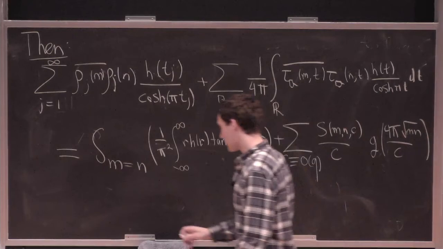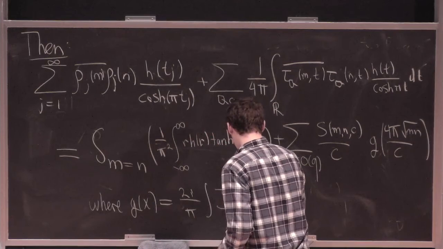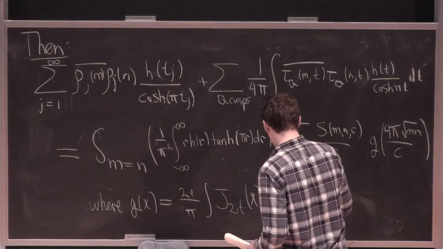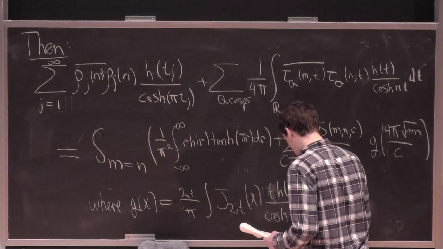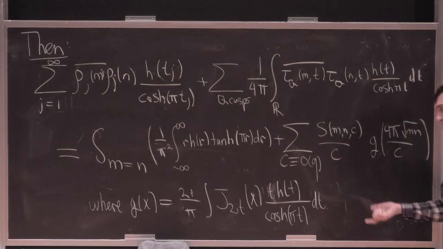where g(x) is going to be (2i/pi) times the integral of J_{2it}(x) t h(t) over cosh(pi t) dt. OK, so that's the Kuznetsov formula. Again, we have the same exact sums of Kloosterman sums coming up, with here a completely different weight than we got in the Petersson formula, but it's OK, it's an explicit integral transform.